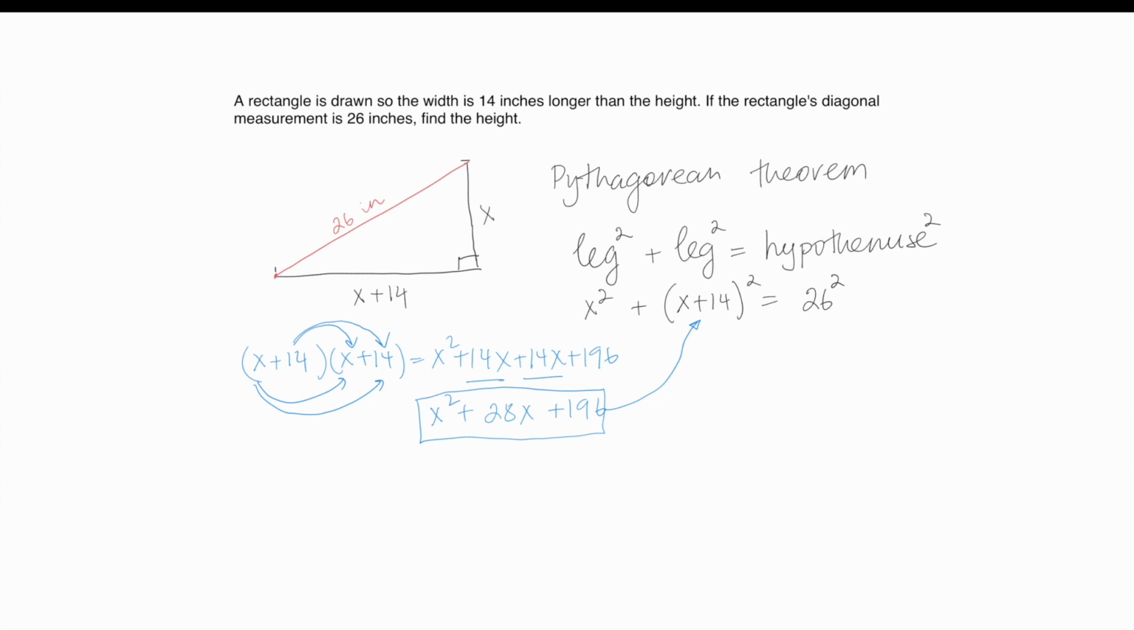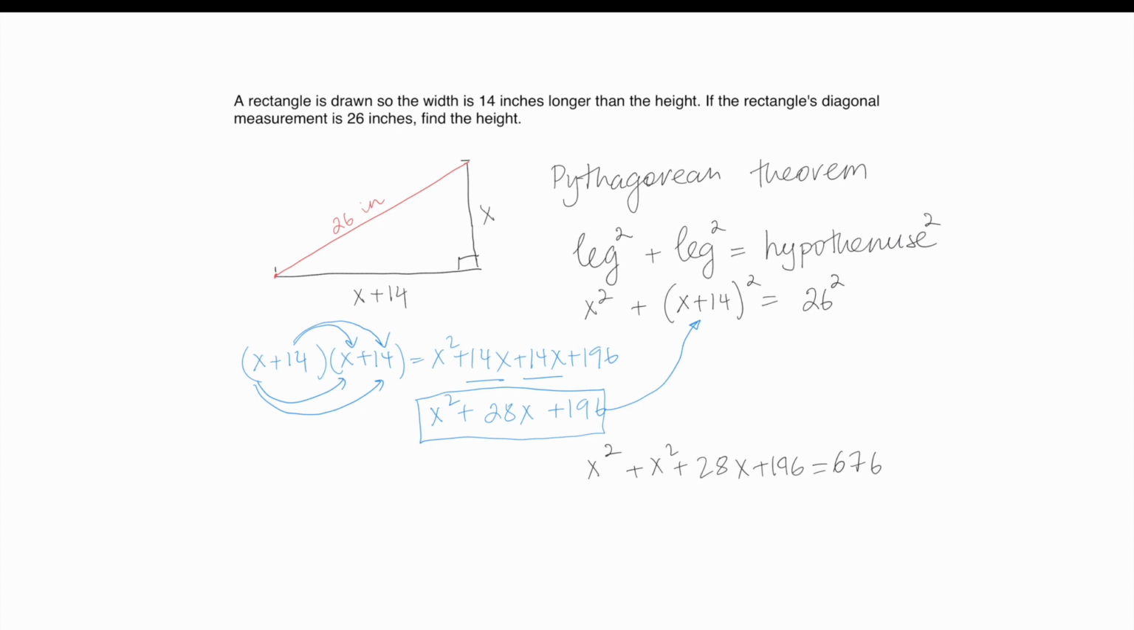So the equation for the Pythagorean theorem is going to look like this. x squared, and I'm just bringing this x squared down. Then in replacement of x plus 14 squared, I will have this blue box, x squared plus 28x plus 196. And then my equal sign, this one right here. And then 26 squared is 676.